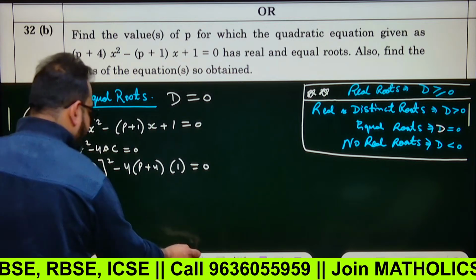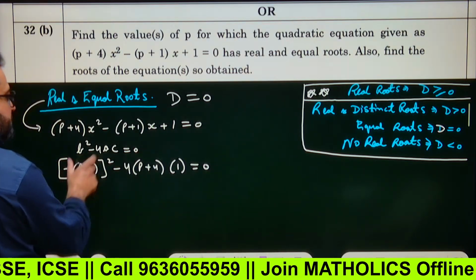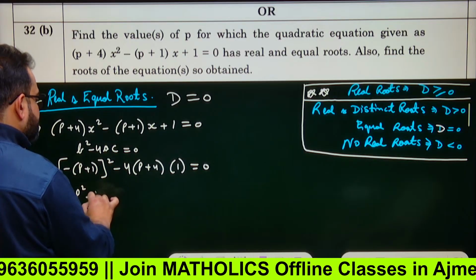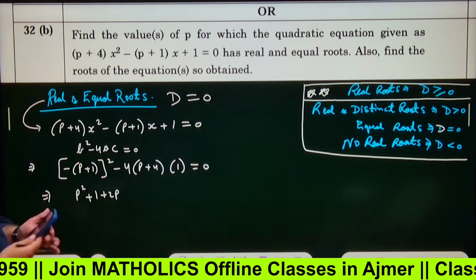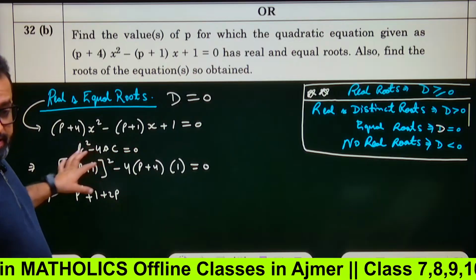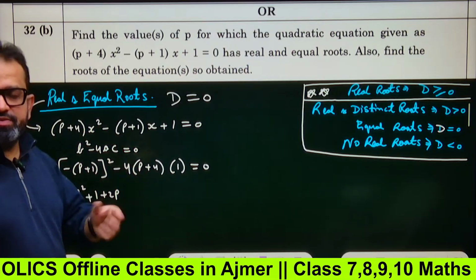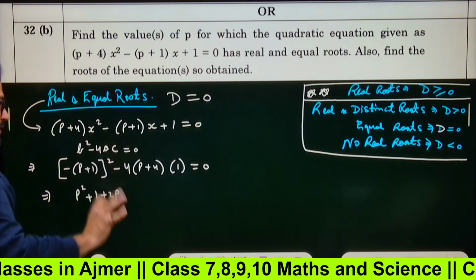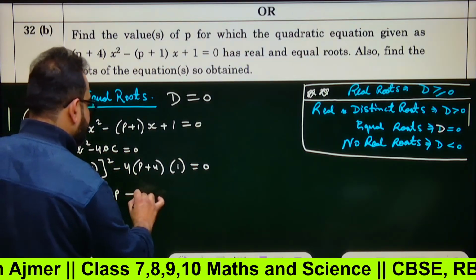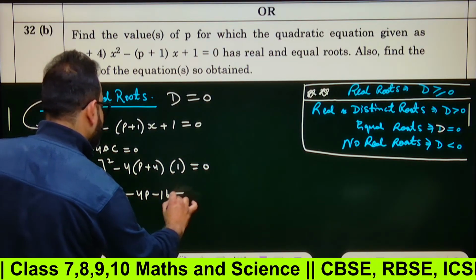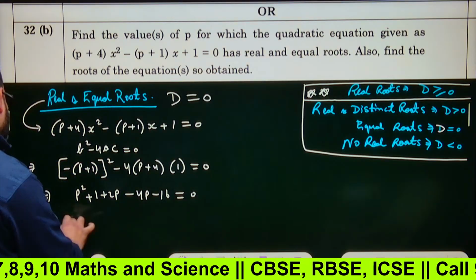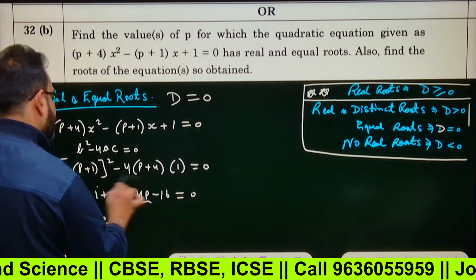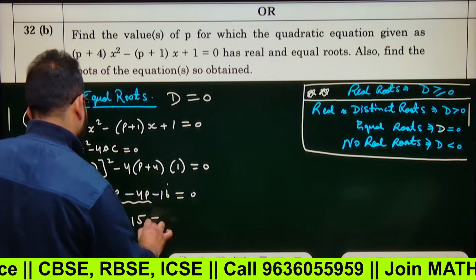Sorted. So now what should I write? Minus of (p plus 1) whole square means (p plus 1) whole square, because the negative of a square is also the square only, like negative 5 square is 5 square. So p square plus 1 plus 2p minus 4p minus 16 equal to 0. So here it is p square, 2p minus 4p is minus 2p, and 1 minus 16 is minus 15, equal to 0.